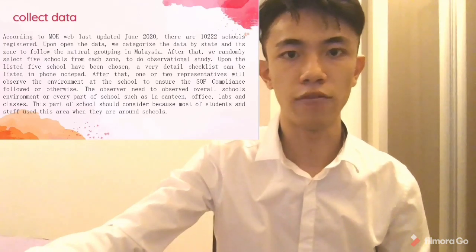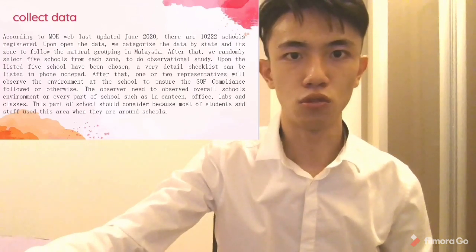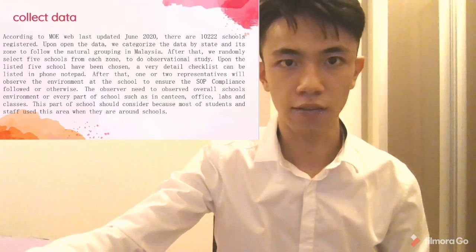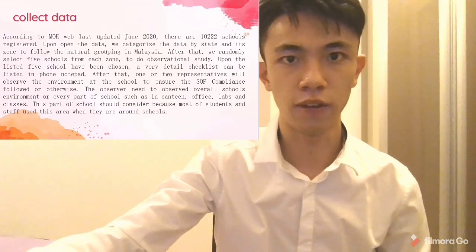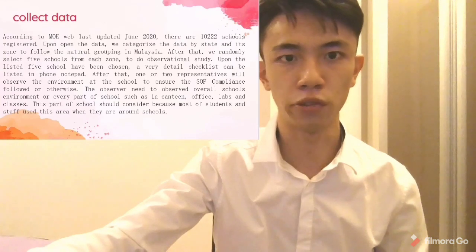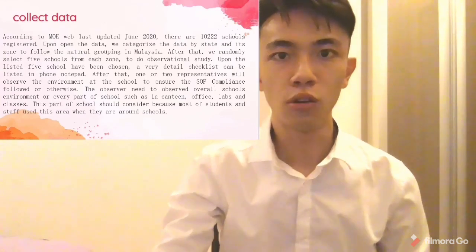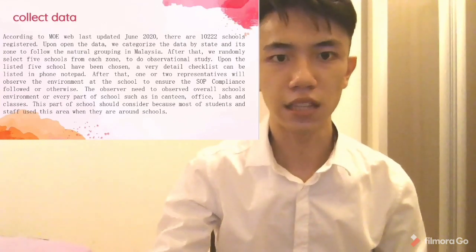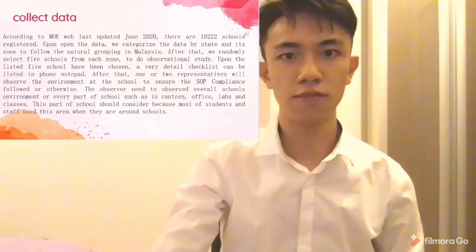After that, we will randomly select 5 schools from each zone to do the observation study. After the 5 schools have been chosen, a very detailed checklist will be listed in the notepad to do the recording. Then, 1 or 2 representatives will observe the environment at the school to ensure the SOP compliance is always being followed or otherwise.